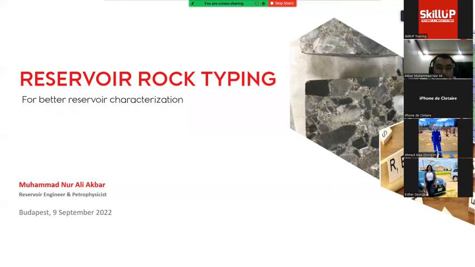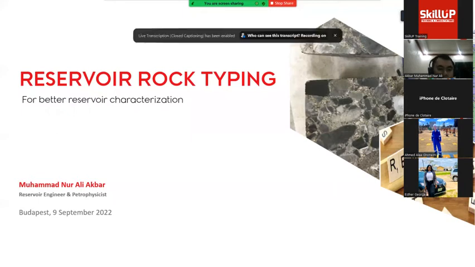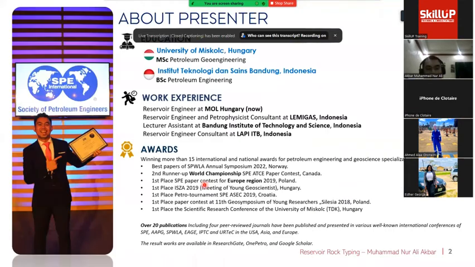Today I would like to give you an overview about reservoir rock typing, along with some of the case studies that I have already implemented in various subsurface work on different continents. So the title is Reservoir Rock Typing for Better Reservoir Characterizations.